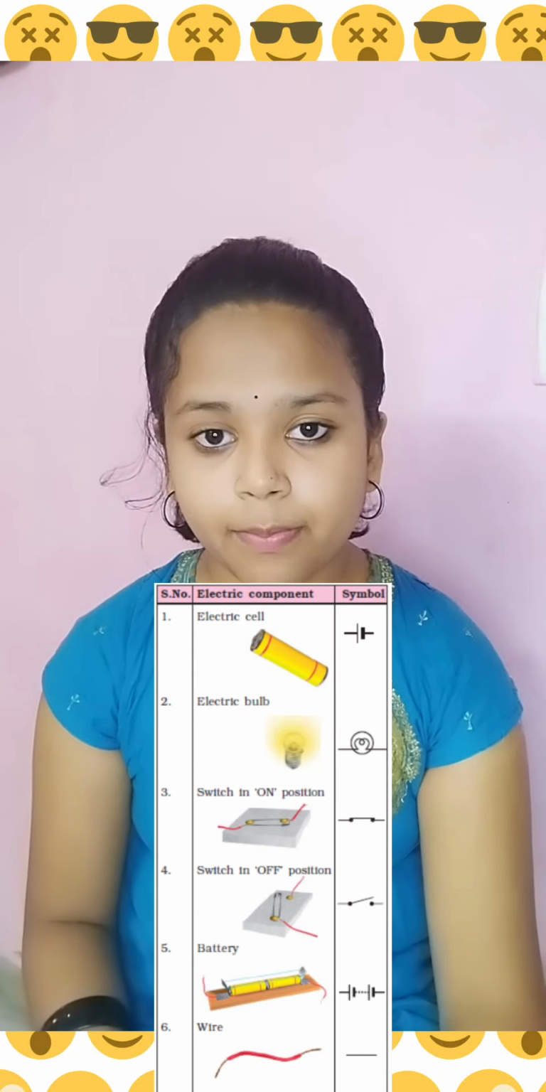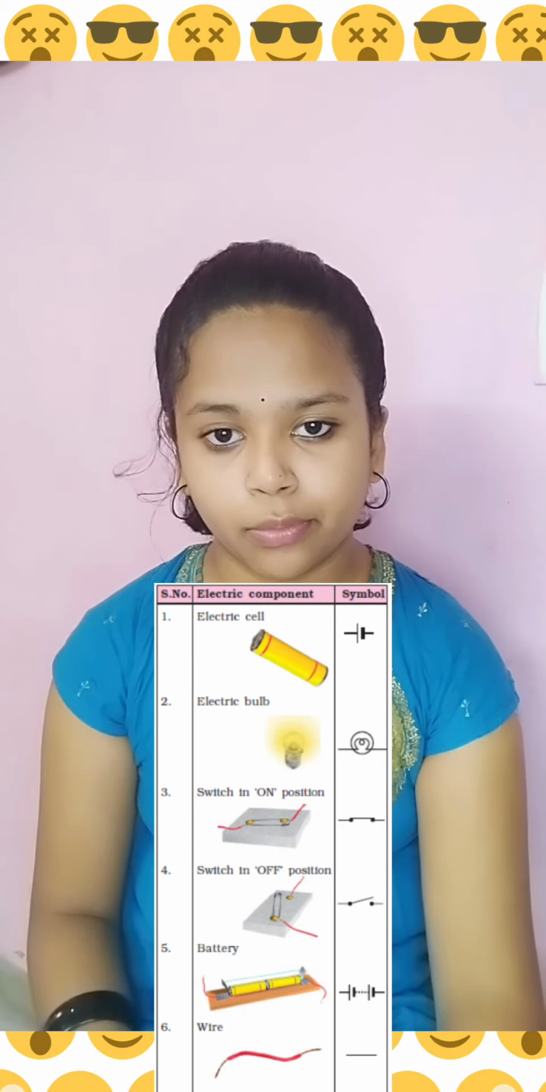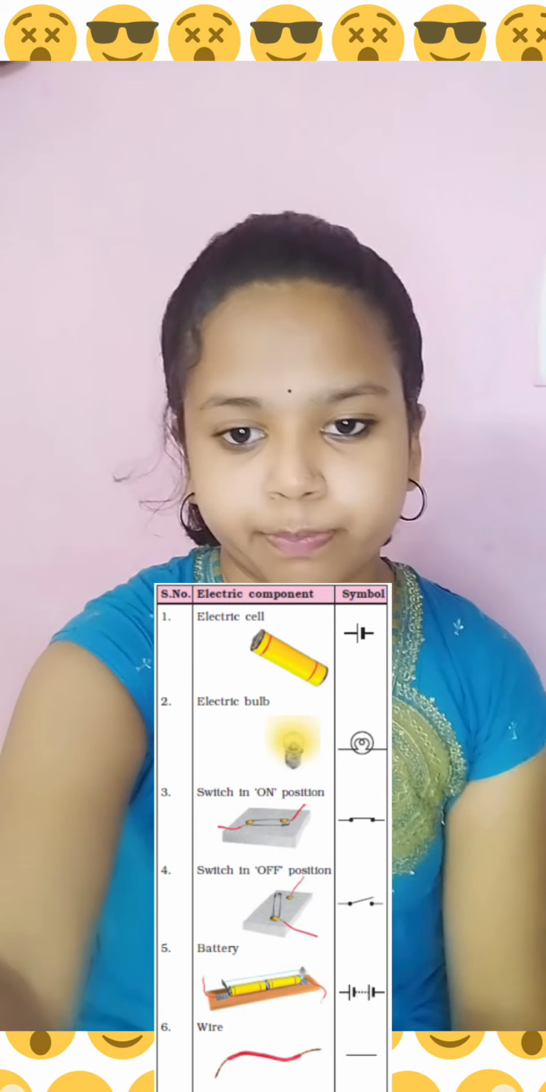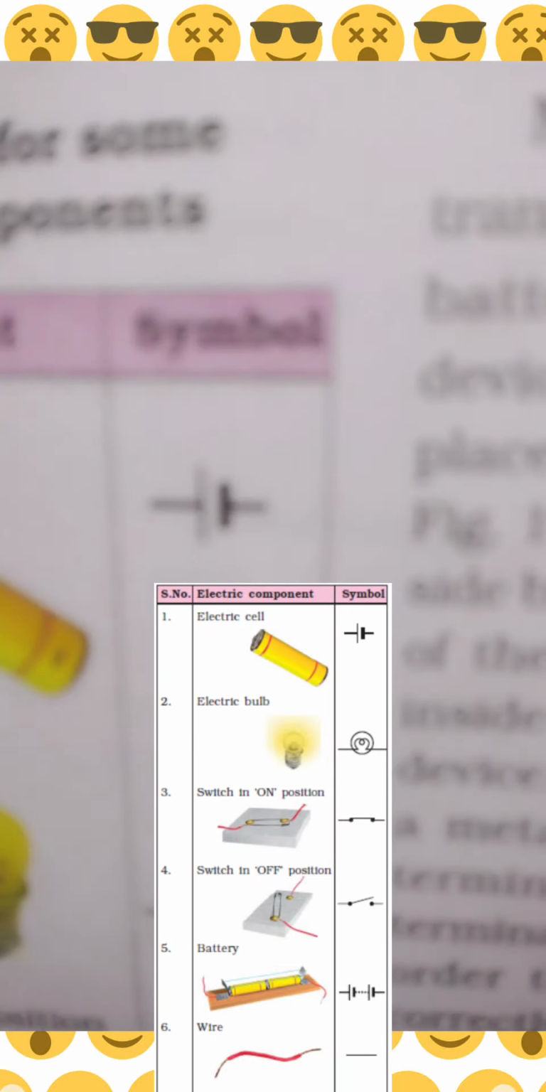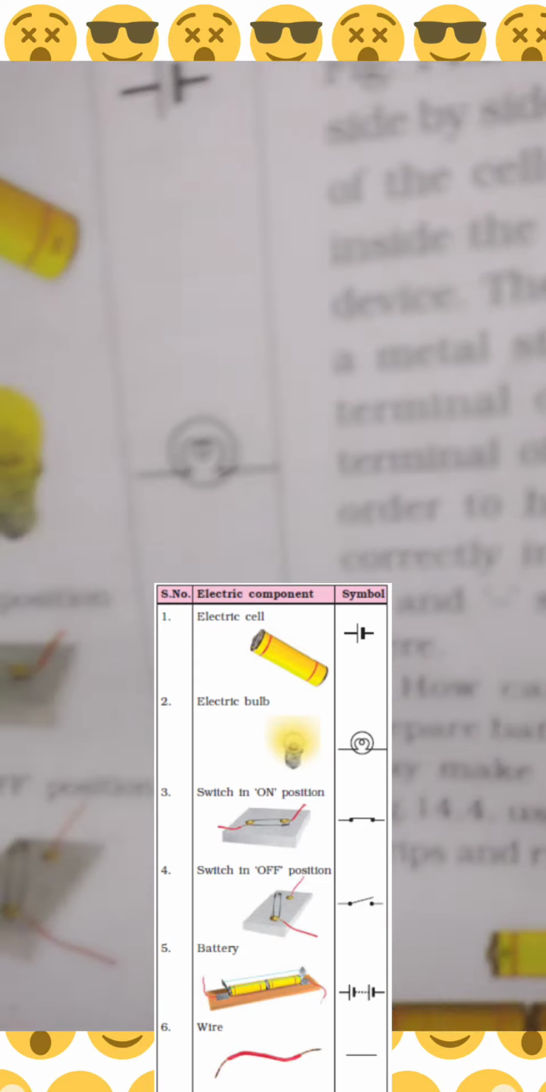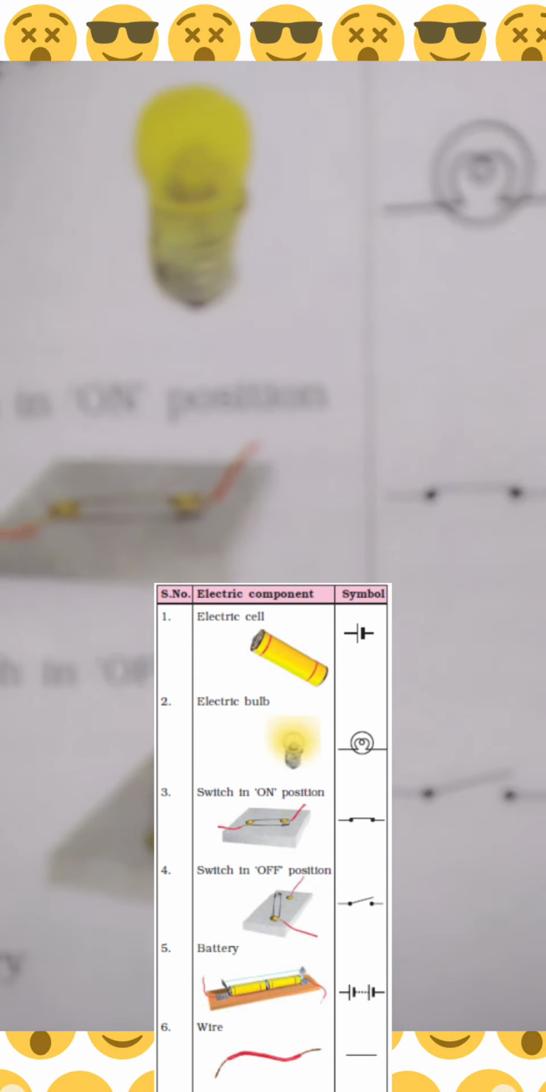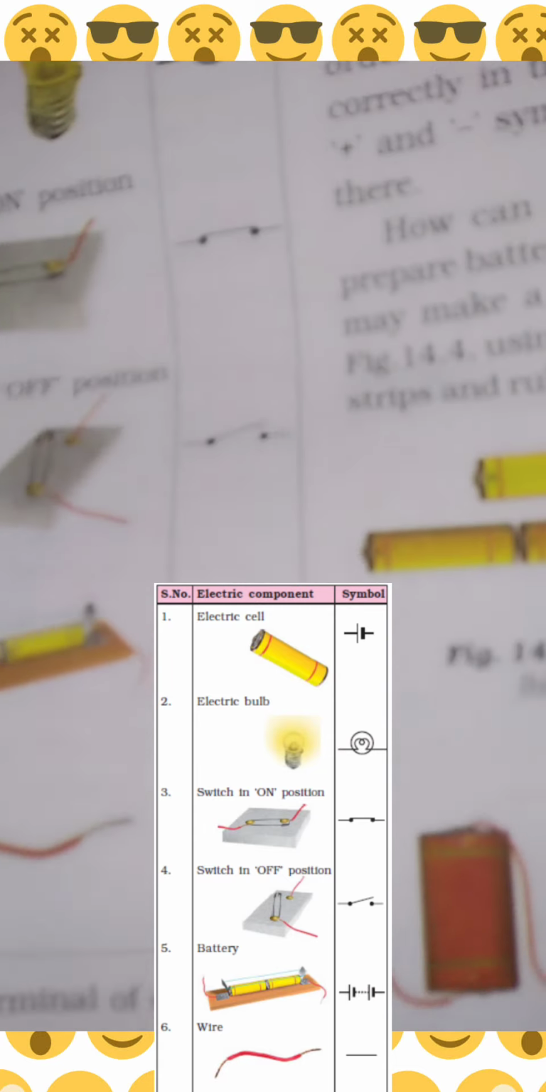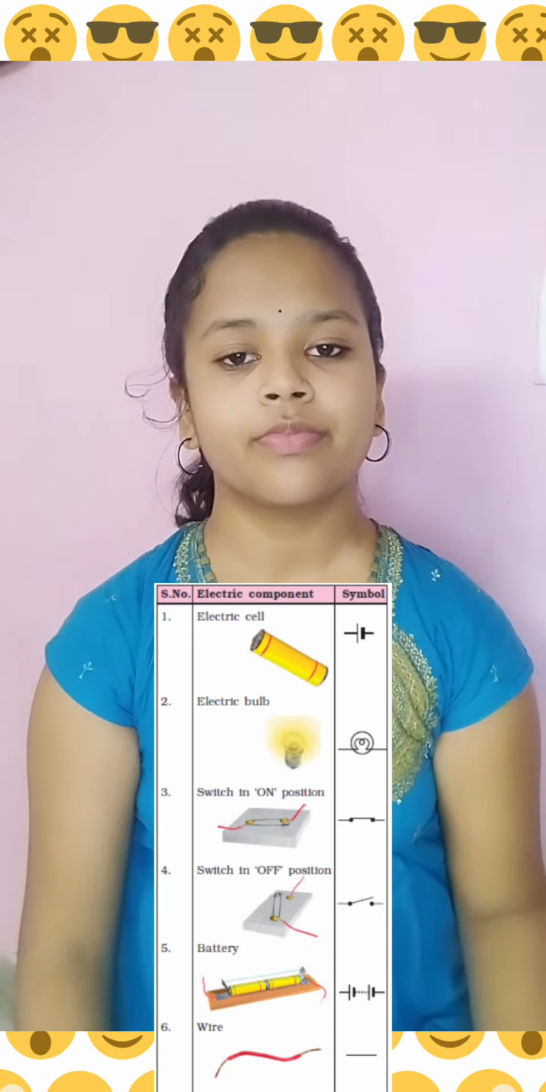Now for these electric components, we have some symbols. Let me show you. These are the components. This is the symbol for a cell, and this is the symbol for a bulb, this is the symbol for the switch in on position, the switch in off position, and a battery and a wire. These are the symbols.